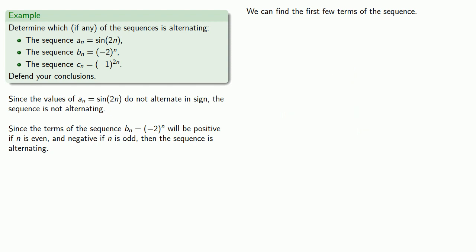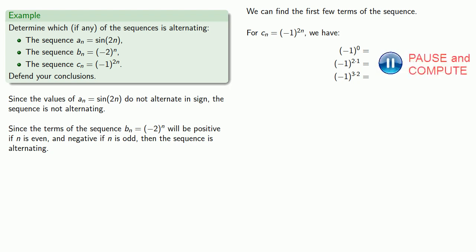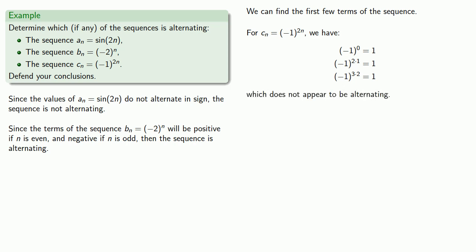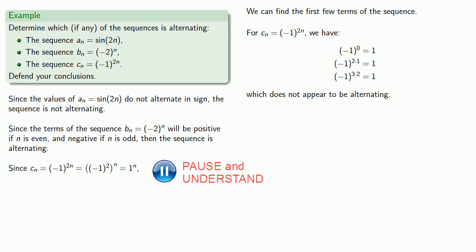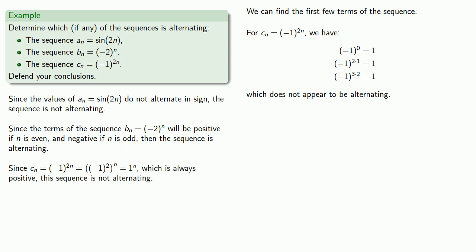And if we take our last sequence and evaluate it for n equals 0, 1, and 2, we find that the terms are all equal to 1, which does not appear to be alternating. And again, let's see if there's a reason for that. And here we might do a little bit of algebra. Since c_n equals negative 1 to the power 2n is really negative 1 squared to the power n, which is 1 to the n, the terms of the sequence will be always positive, and so this sequence is not alternating.